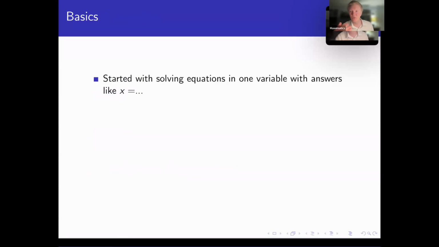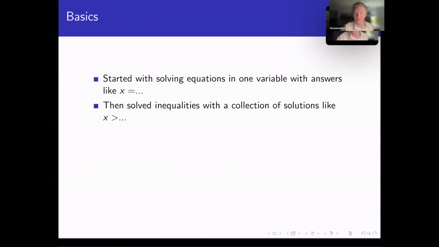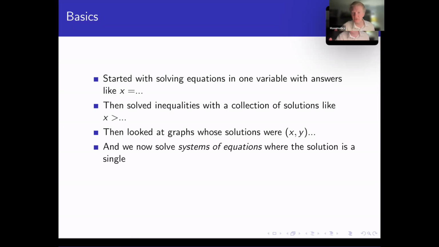All right, so some basics. We started solving equations in one variable with answers like x equals, right? In 1.1, 1.3, we had answers x equals this. Then toward the end of chapter 1, we solved inequalities that had solution sets like x is greater than some number or x is less than or equal to some number. Then we looked at graphs, which were technically collections of solutions, right? We said (2, 5) fell on one specific graph because it was a solution to the equation y equals whatever it was. And then what we're going to do now is solve systems of equations where the solution is also a single point (x, y).